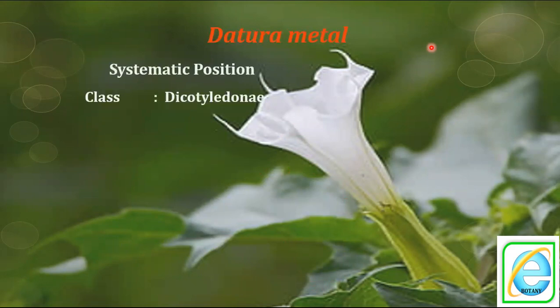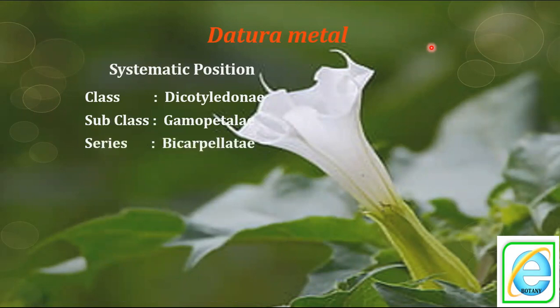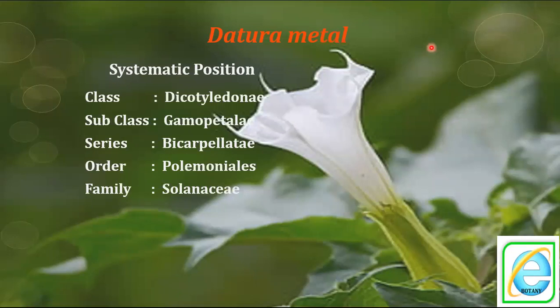Now the class is Dicotyledon, two cotyledons are present. Subclass is Gamopetalae, petals are fused. Series is Bicarpellatae, two carpels are present. Order is Polemoniales, regular corolla with 5 lobes and funnel shape. Family is Solanaceae because of the solitary and clustered flower, solitary flowers with fused sepals and petals. Genus is Datura because of the funnel shaped structure of the corolla, and the species is metel.